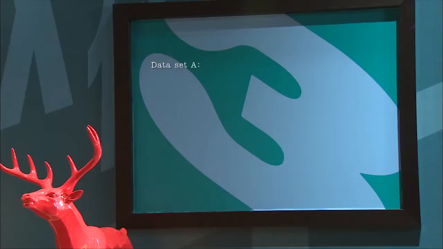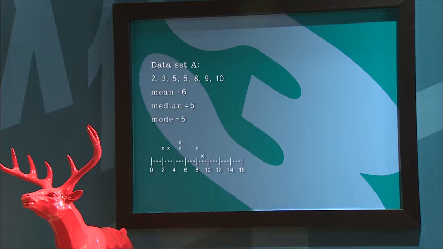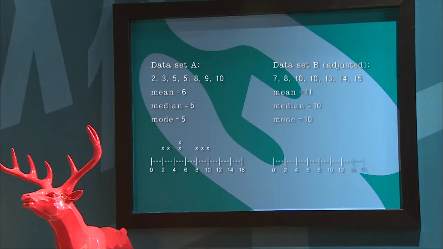There are 7 items in dataset A. The mean is 6, the median is 5, and the mode is 5 as well. These 7 items look like this when plotted on a number line. If 5 is added to each datum in set A, the new mean becomes 11, the median becomes 10, and the mode becomes 10. These new items look like this when plotted on a number line.